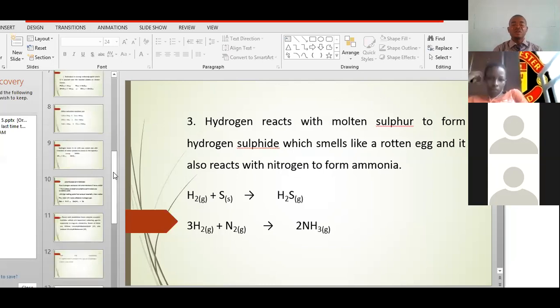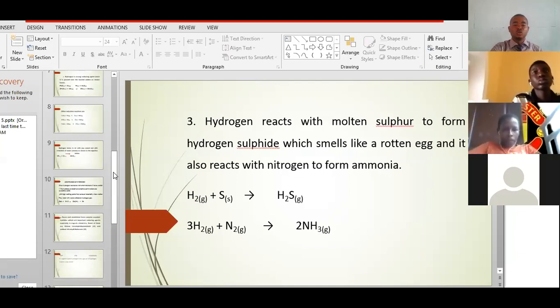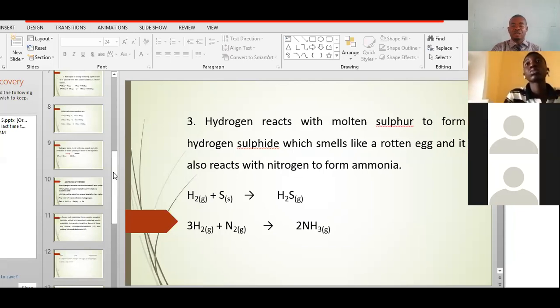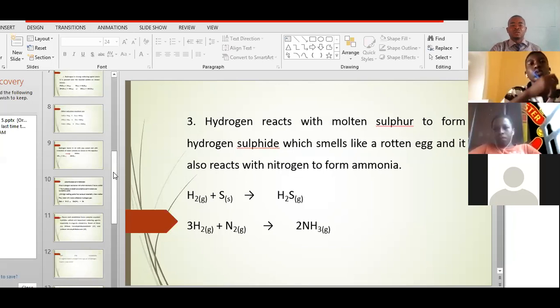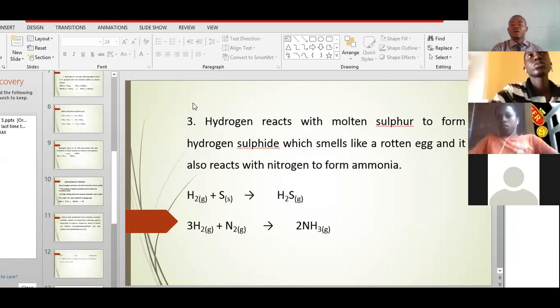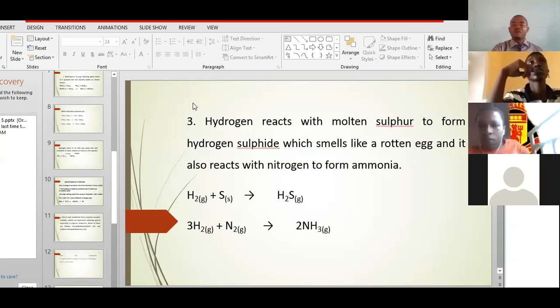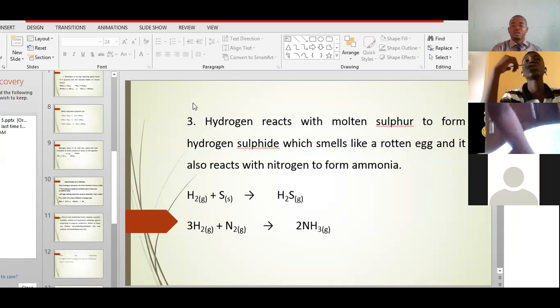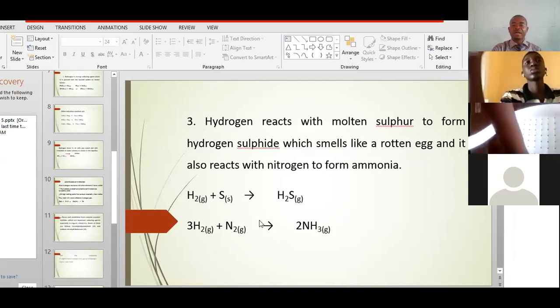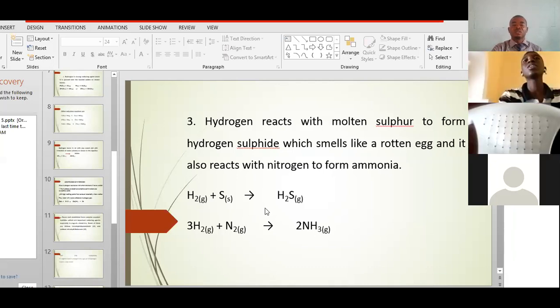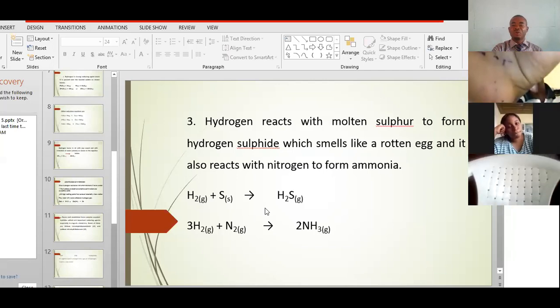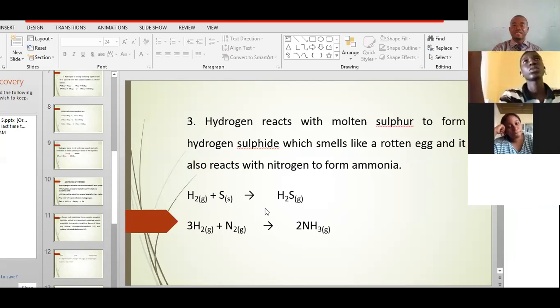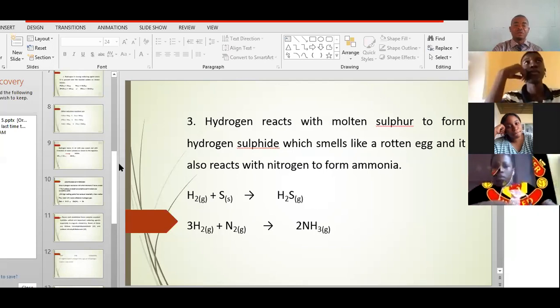3 molecules of hydrogen gas react with nitrogen gas to form 2 molecules of ammonia gas. That is, hydrogen reacts with molten sulfur to form hydrogen sulfide and also with nitrogen to form ammonia.